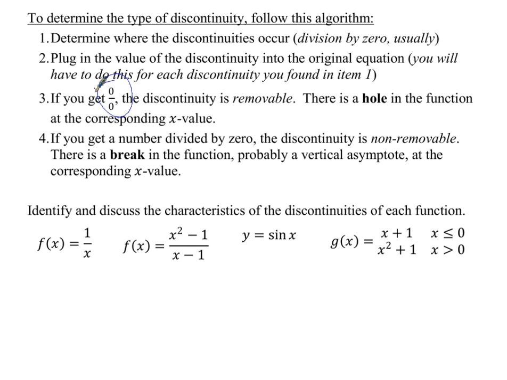So 0 over 0, we have a hole in the function at that corresponding x value. So we could find the limit there. If you get a number divided by 0, like 1 over 0, or 5 over 0, or some other number divided by 0, then the discontinuity is non-removable, which means there's a break in the function. It's probably a vertical asymptote, unless you have a piecewise defined function, and then it's just a break. But usually we're going to be dealing with vertical asymptotes at that corresponding x value.